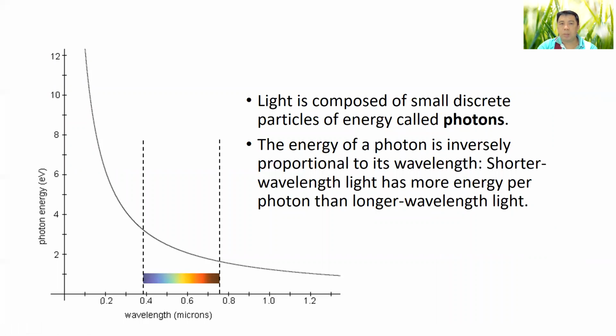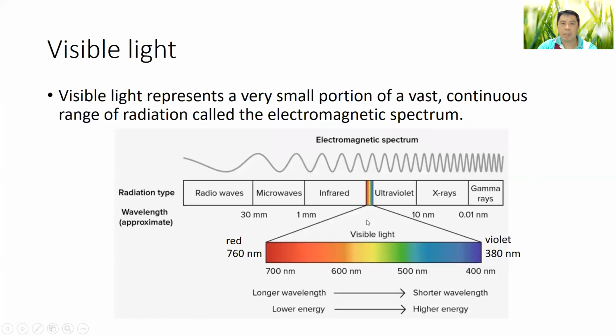Light is composed of small discrete particles of energy called photons. If you study physics, light is called a photon. The energy of a photon is inversely proportional to its wavelength. That means the shorter the wavelength of light, the higher the energy of the photon. So the gamma ray has higher energy compared to the UV ray.